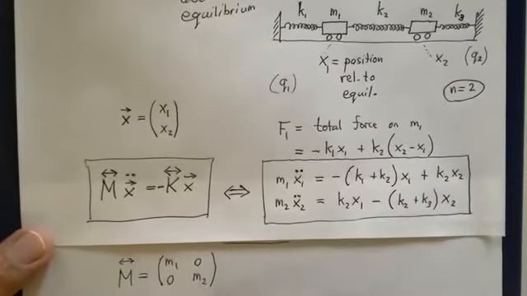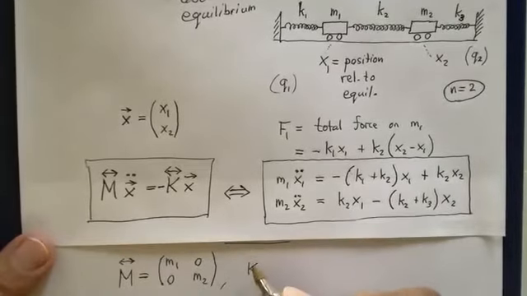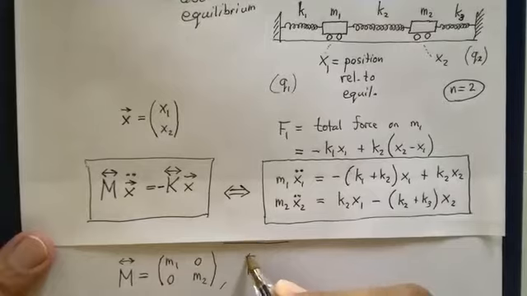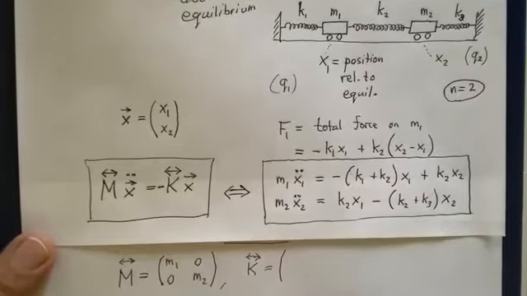The diagonal is populated by the eigenvalues, right? In this case, the eigenvalues are M1 and M2, and the off-diagonal elements are 0. So there you go, we have the mass matrix. Now the K matrix, let's emphasize, this is a 2 by 2 matrix.